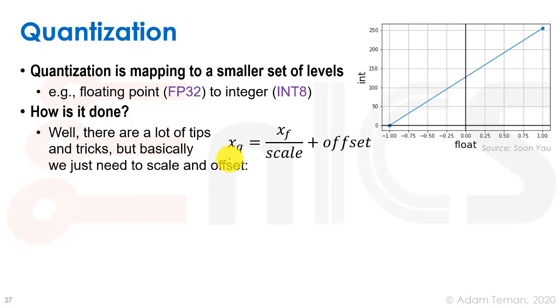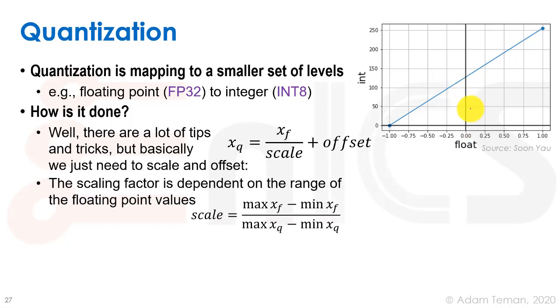That's this simple equation here. So the quantized value we're going to get is the floating point value divided by some scale factor. That's basically the slope of this plot here, plus an offset, which is basically where this plot crosses the 0 point on the x-axis. Okay, so how are we going to figure out this scaling factor?